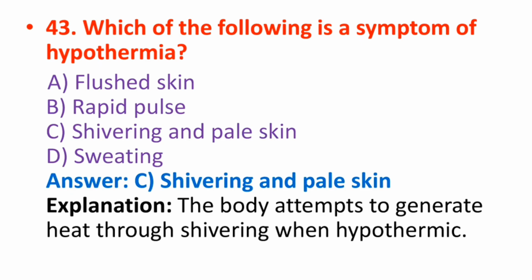Which of the following is a symptom of hypothermia? Option A flushed skin, option B rapid pulse, option C shivering and pale skin, option D sweating. The correct answer is option C shivering and pale skin. The body attempts to generate heat through shivering when hypothermic. A symptom of hypothermia is shivering and pale skin.